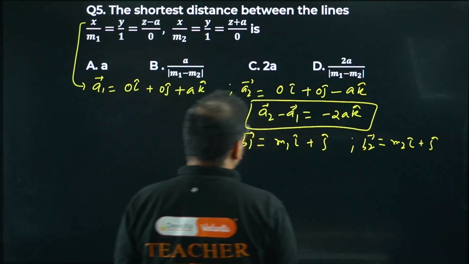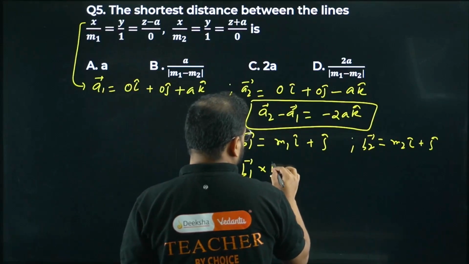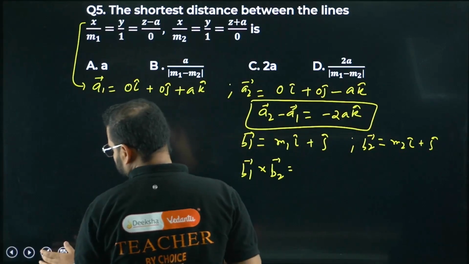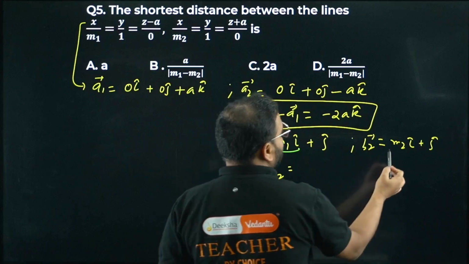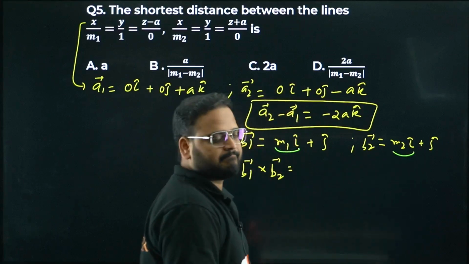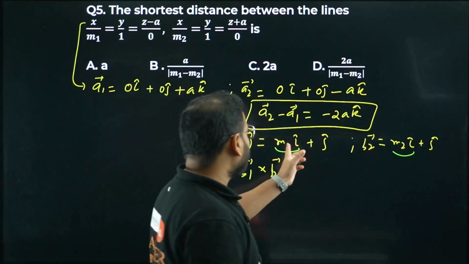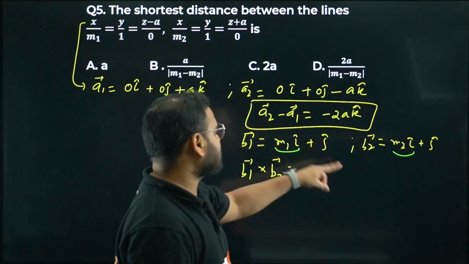Okay, once that is done, let's find the value of b1 cross b2 vector. Have a look. If I'm doing m1 I cap with m2 I cap, that is 0, right? Because I cross I will be 0. So I can't do that. Understand this? m1 I cap into m2 I cap, you cannot multiply. It will be 0 because I cross I will be 0.